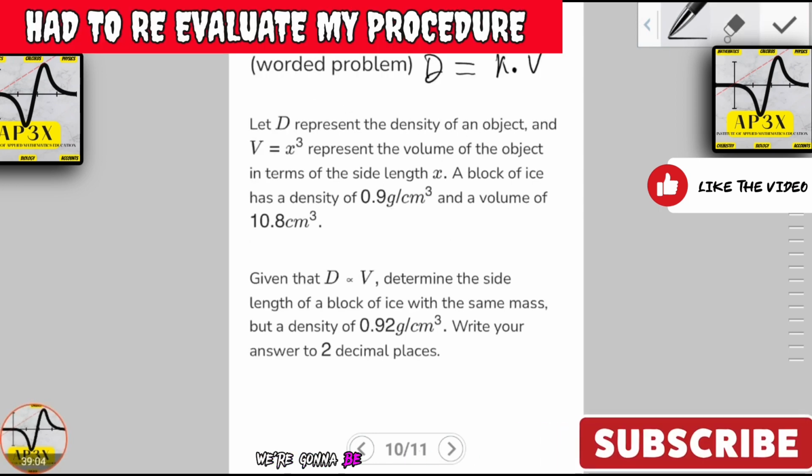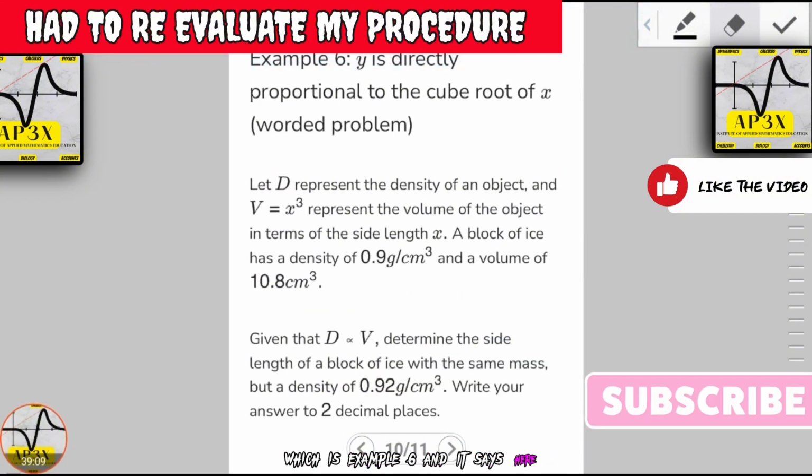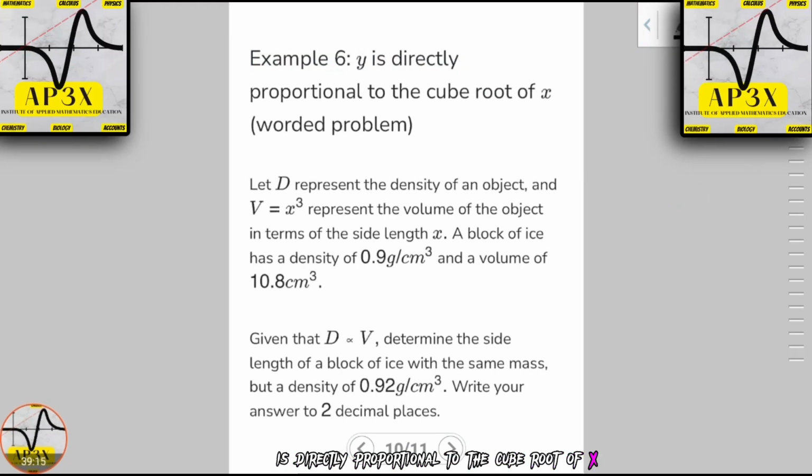Alright guys, so we're going to be moving on to the next question here, which is example 6, and it says here that y is directly proportional to the cube root of x. Let's create our formula. So y is equal to k multiplied by the cube root of x. Okay, let's hold on to that. Let's read down here. It says that let D represent the density of the object and V, which is the volume, is equal to x cubed.